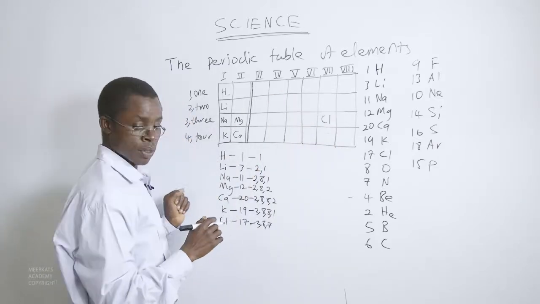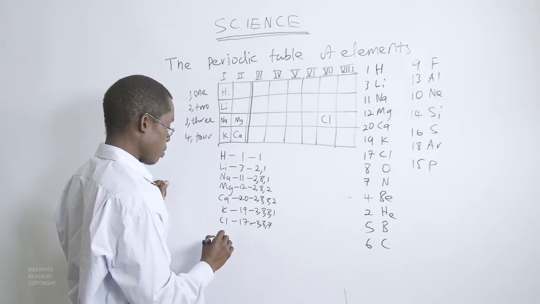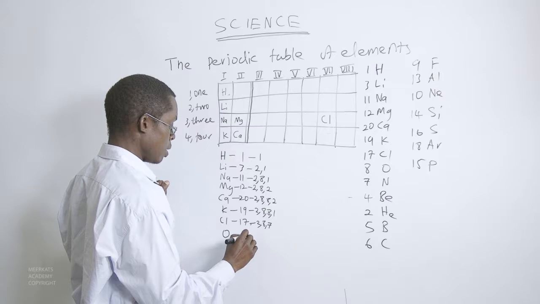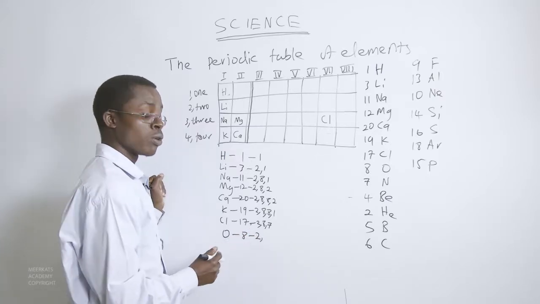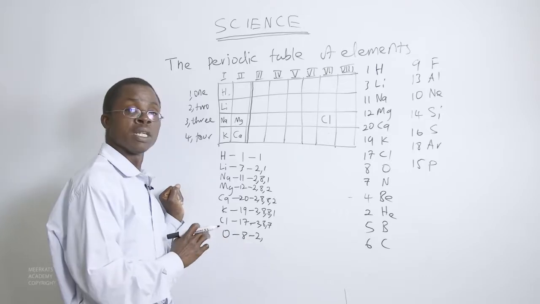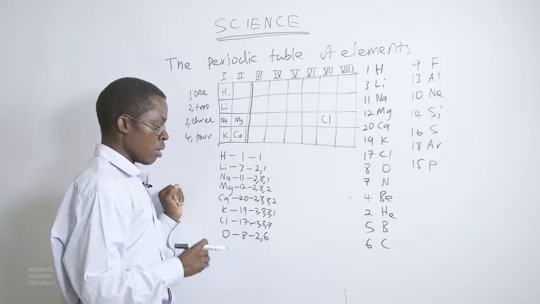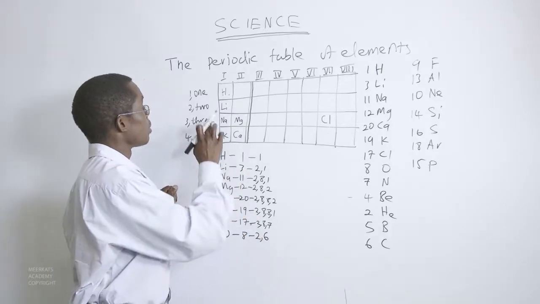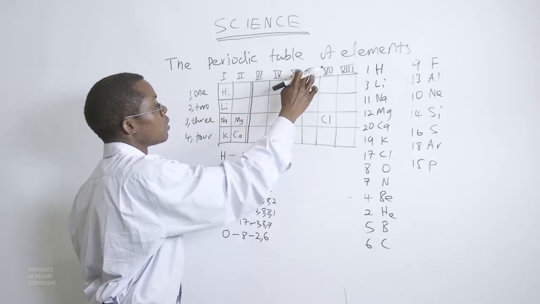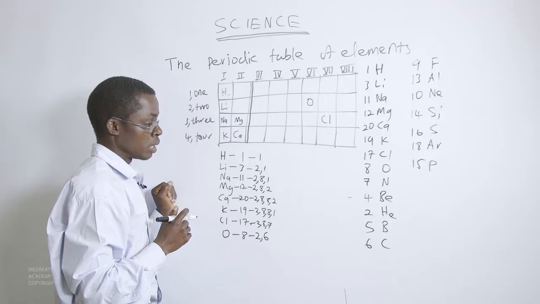So move on. Our next one is 8 for oxygen, which gives us 2. I cannot have an 8 because it will be 10. Maximum is 8. So the remainder is 6. How many energy levels? 1, 2. Outermost 6. So 1, 2, 6. And here we have our oxygen.